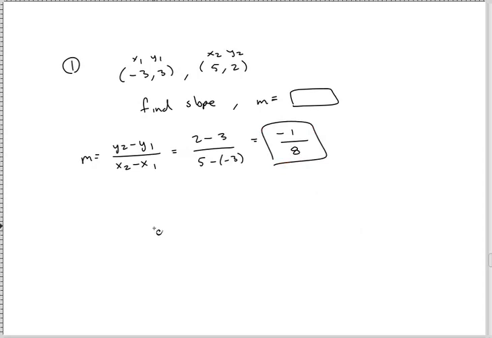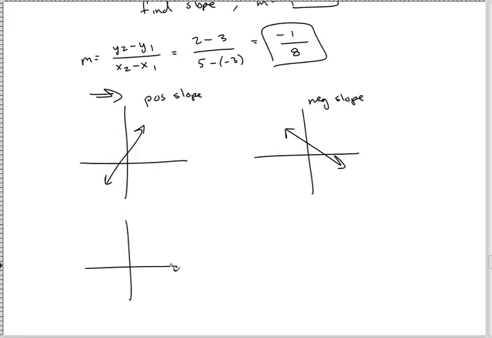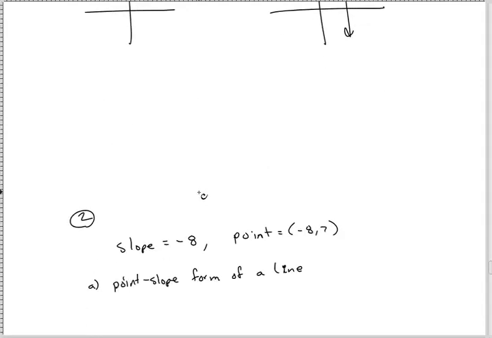Let's talk about what slope looks like a little bit. So positive slope means that you're going up as you're going from left to right. You're going up, so this is positive slope. Negative slope, like what we have here, means that you're going down. So this is negative slope. We have zero slope, which would be flat. And then finally, you might have a vertical line once in a while, and this would be called undefined slope, just undefined.